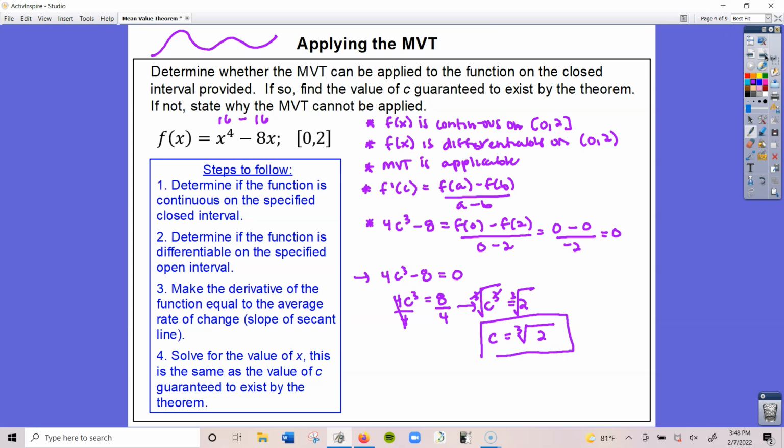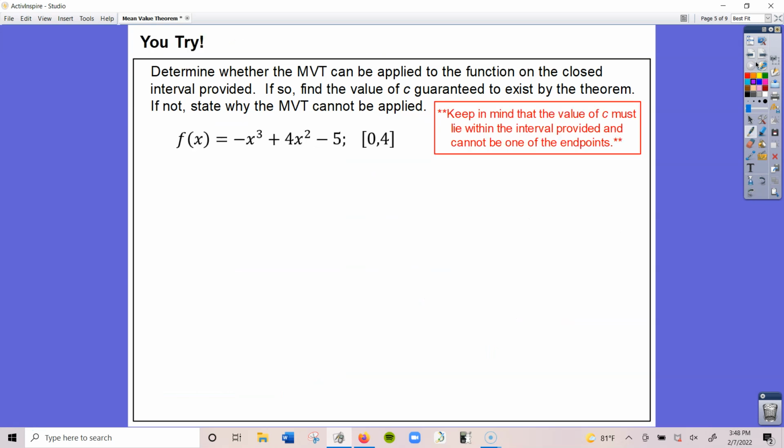Now, let's move on. Let's try this again with this question. We have here f of x is equal to negative x to the third plus 4x squared minus 5, and we want to determine if MVT is applicable on the interval 0 to 4, and if so, we're going to find the value of c that is guaranteed to exist by the theorem.